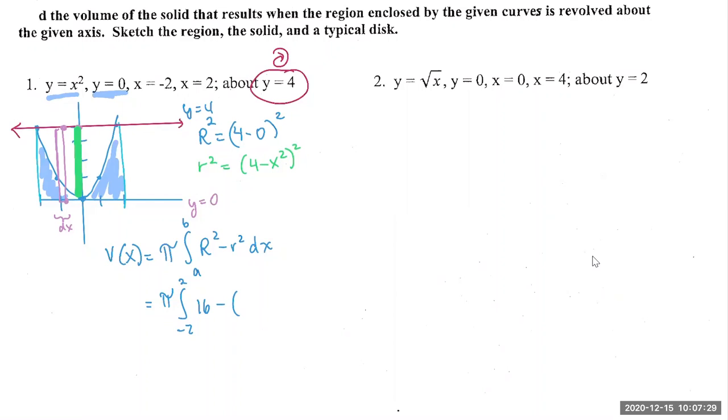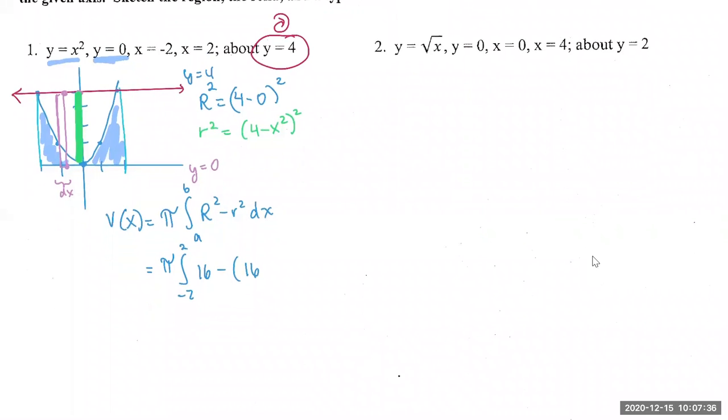So as you square out that quantity, if we were to do this by hand, that's going to get you filling out 4 minus x squared times 4 minus x squared: 16, and then -8x squared, and then plus x to the 4th.